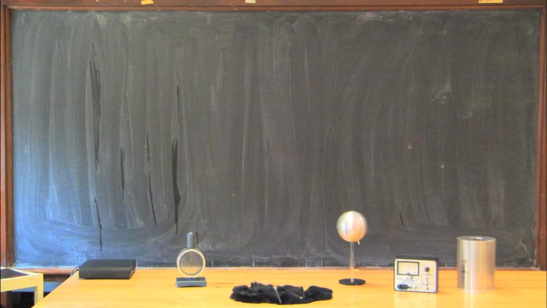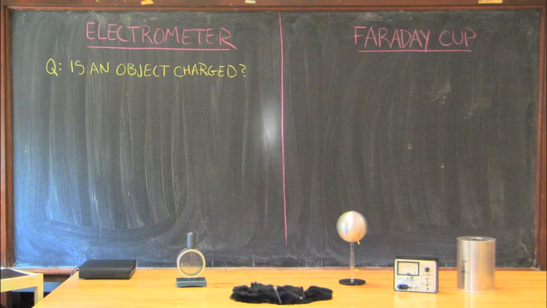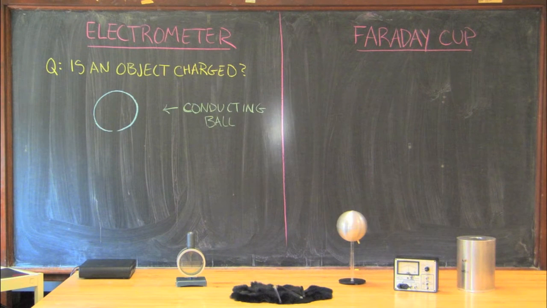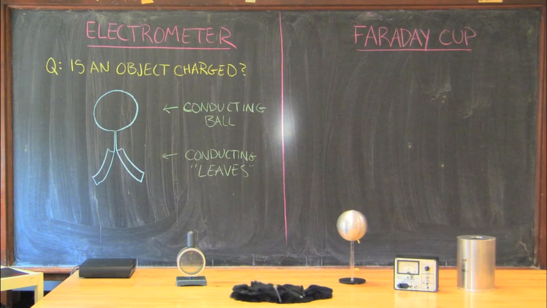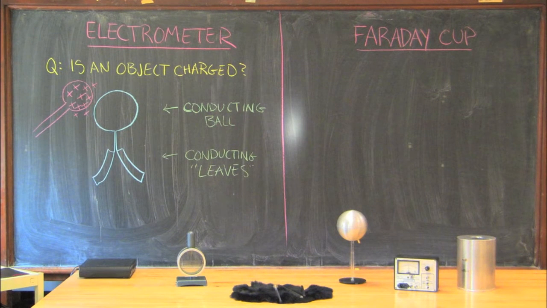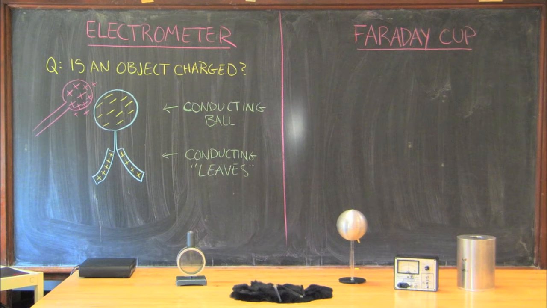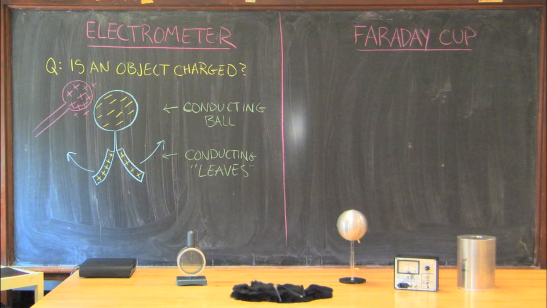Let's take a look at both the electrometer and the Faraday cup. We use the electrometer to answer the question, does an object have charge on it? An electrometer consists of a conducting ball connected to 2 lightweight conducting leaves. Say you bring a positively charged object near the conducting sphere. Negative charges will be attracted to the object, and so electrons will move from the leaves and into the sphere. The sphere will become negatively charged, and the leaves will become positively charged. Since both leaves will have the same charge, they will repel each other and will lift upwards.